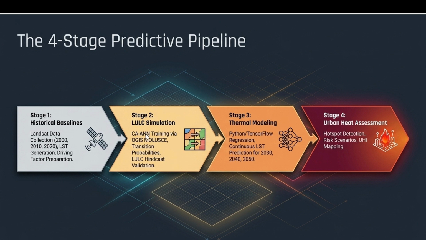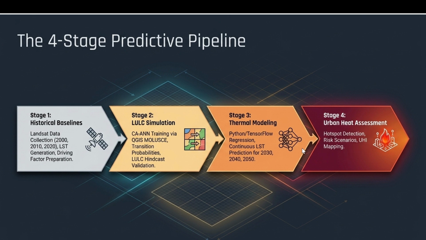After that, we apply the cellular automata artificial neural network training using the QGIS MOLUSCE plugin, and then we simply produce the land use land cover probabilities. This is the second stage, and then there is another stage, basically called thermal modeling. In the thermal model, you can apply Python TensorFlow or regression for continuous LST prediction for 2030. It's also possible. Further, you can identify hotspot detection or risk scenarios for urban heat island or others.